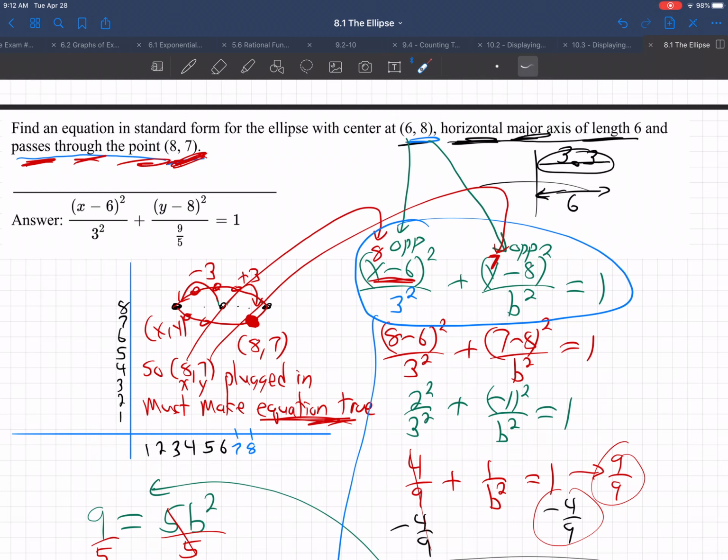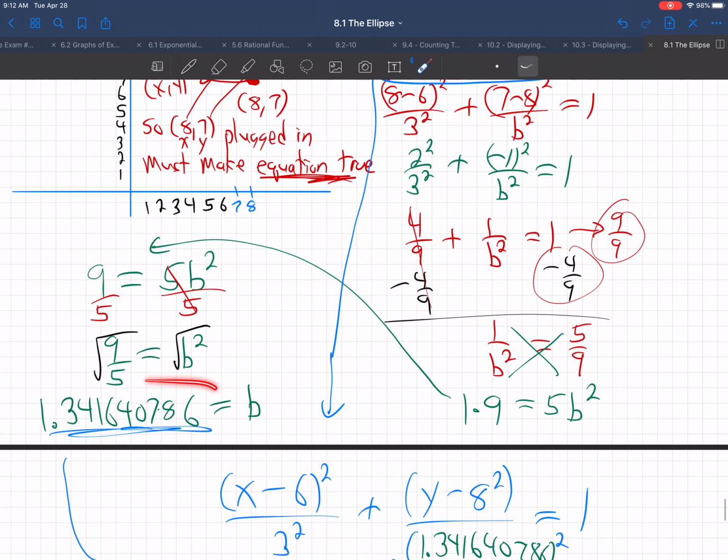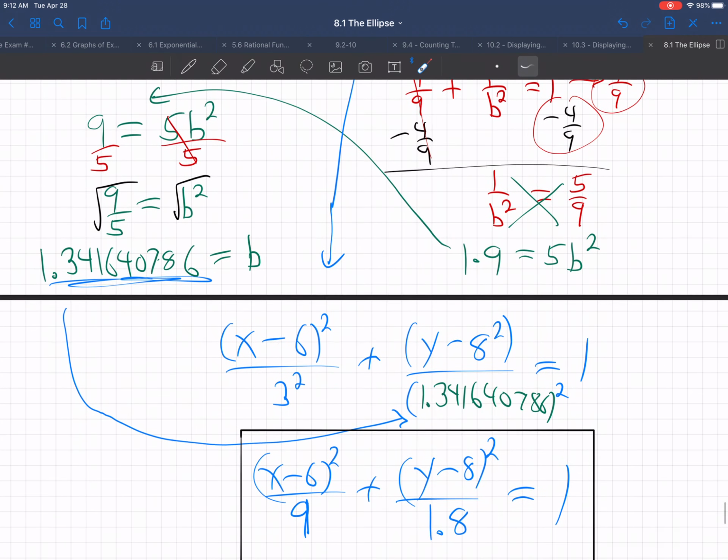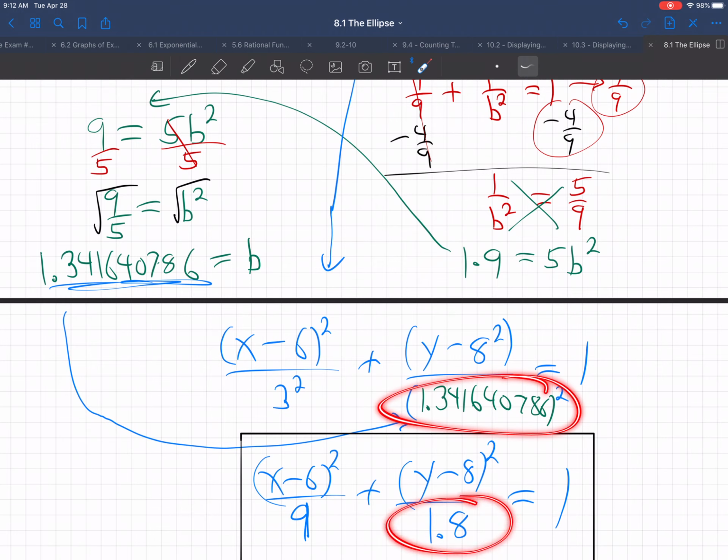We found b by plugging in this point. They told us 8, 7 was a point on the graph. So I plugged in 8 for x and 7 for y, got this equation, and then I just worked it all out, and we eventually solved for b. Once we had b, we plugged it back in, squared it, squared the 3, and there's our equation.